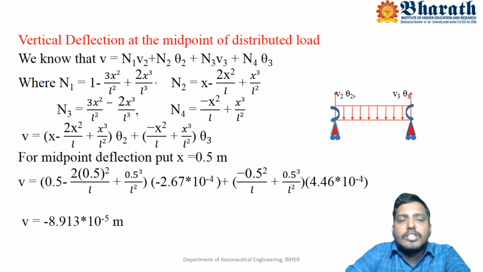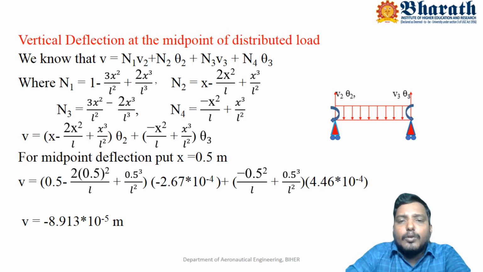Then we know the shape function values N1, N2, N3 and N4, and we have to substitute them into the above equation. We have to substitute x equal to 0.5, because the length of the beam is 1 meter. Our ultimate aim is to find the vertical deflection at the midpoint of the distributed load. Therefore, we substitute x equal to 0.5 meter.